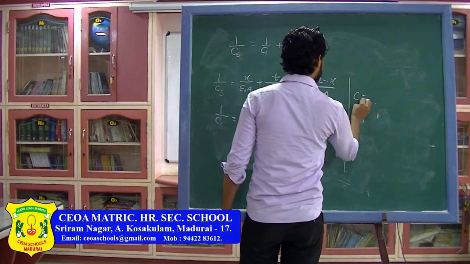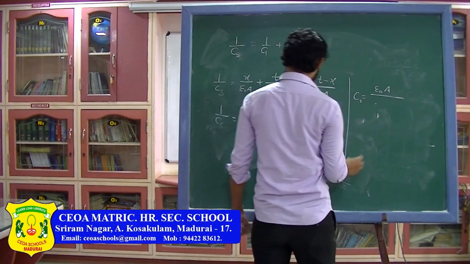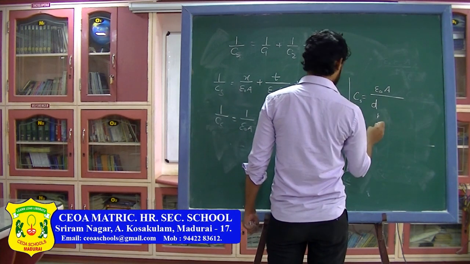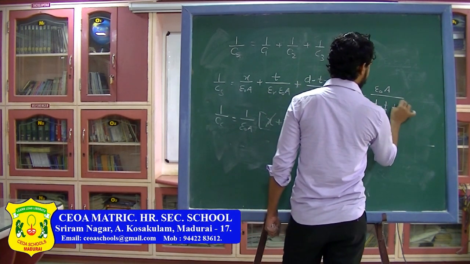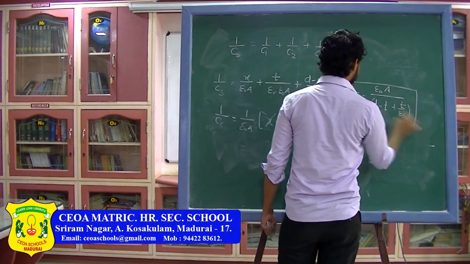C will be equal to epsilon naught A divided by d minus T plus T divided by epsilon r. So this is the equivalent capacitance of this capacitor.